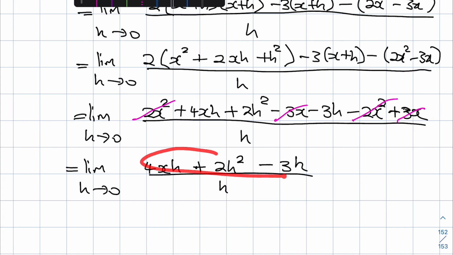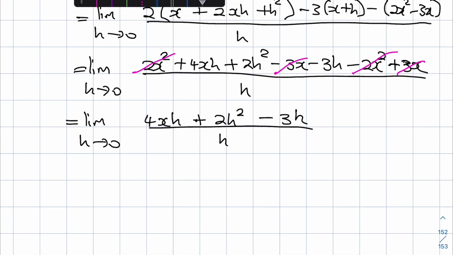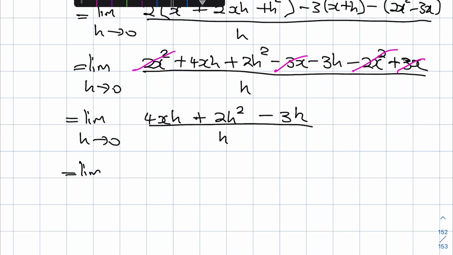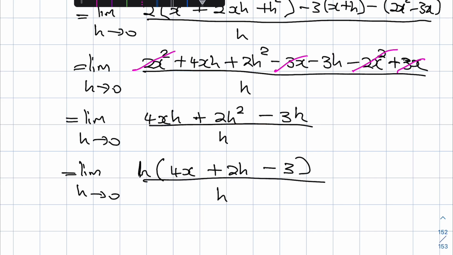Then we take out h as a common factor. We'll have the limit as h approaches 0, so it's h. For the first term, you're left with 4x, second term 2h, and then last term minus 3 all over h. Now this h will cancel with that h, and please note you can't cancel this h and that h.